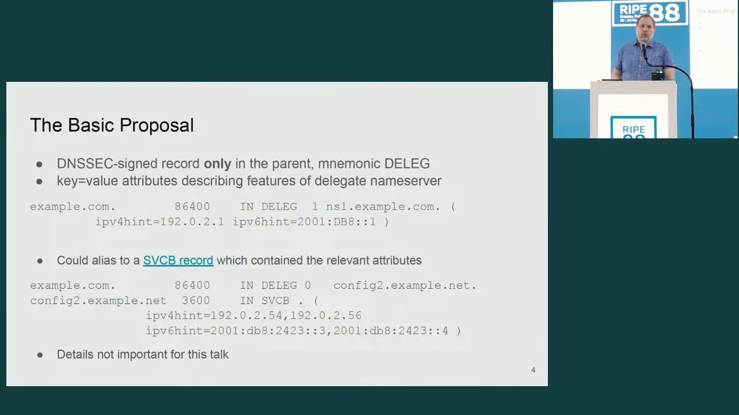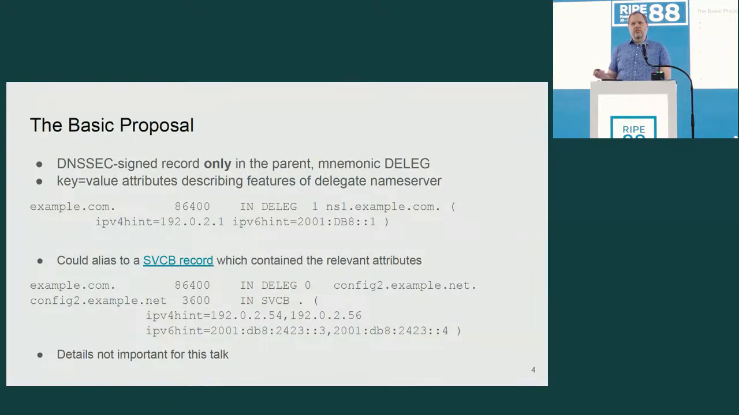So for those of you who are not aware, the basic idea of the way that the record looks is that this is a parent-side record that does get DNSSEC signed, rather than relying on a transition into the subzone to continue the chain of trust. The mnemonic we've chosen is DELEG. And it looks a lot like a service binding record with key equals value pairs, where you can define different attributes of the name server you're talking to.